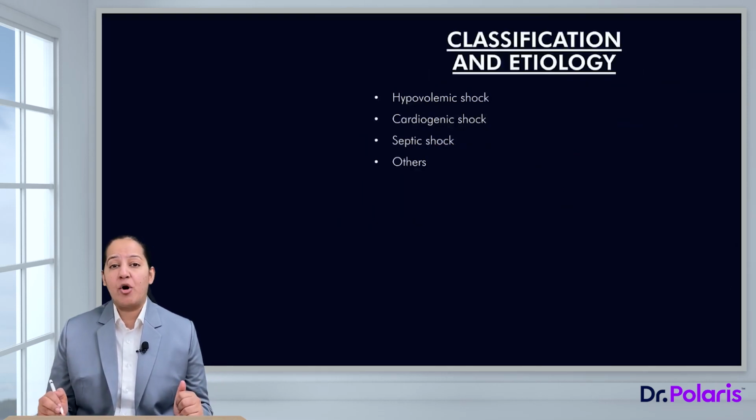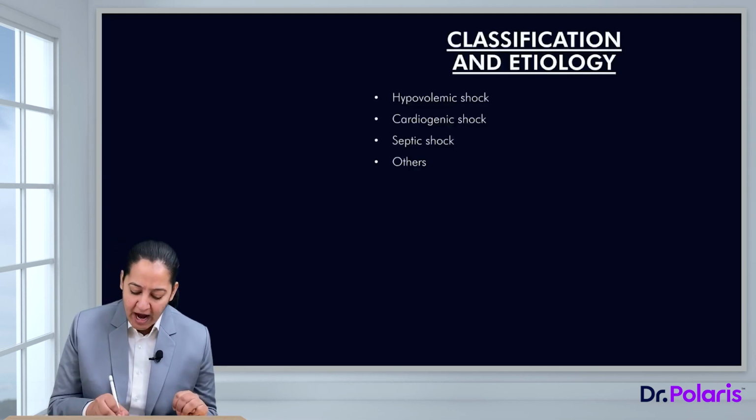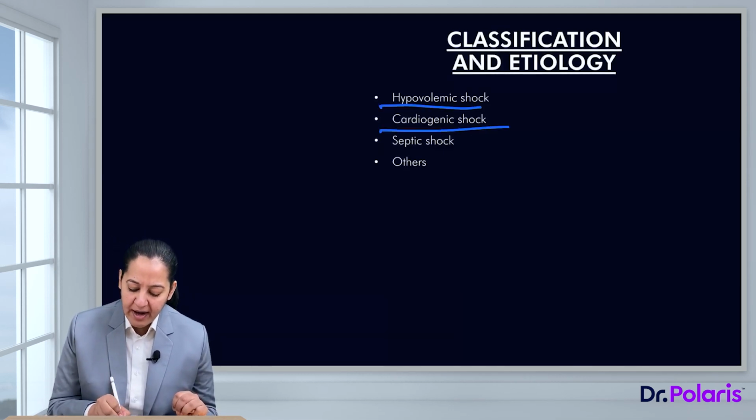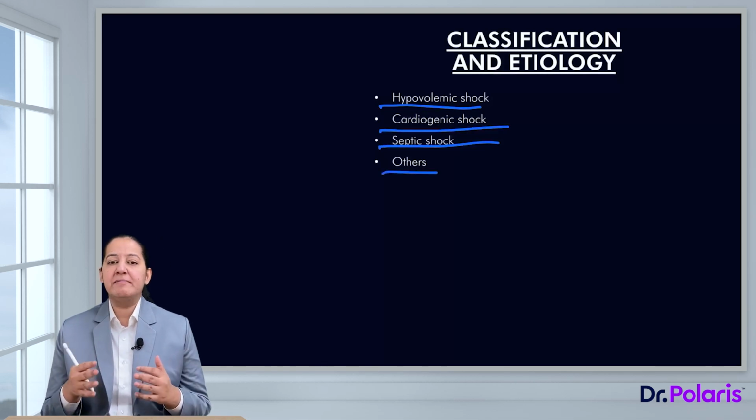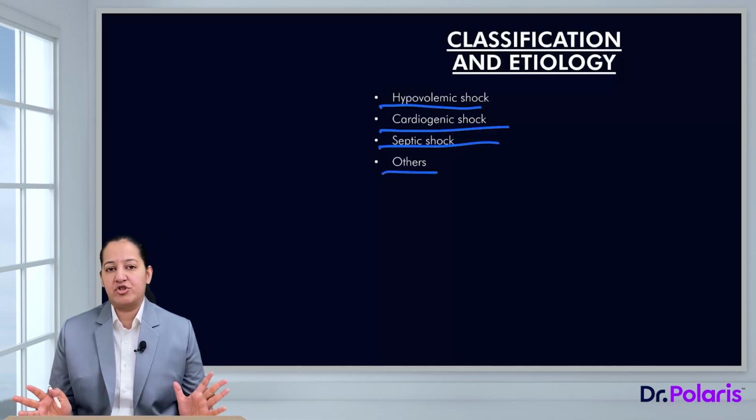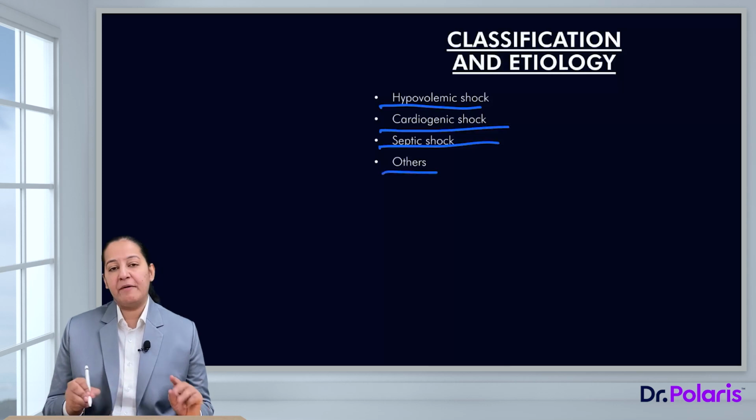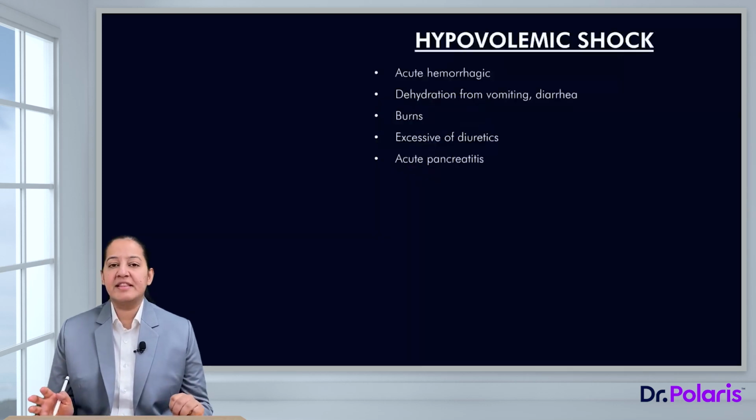How many types of shock are there? The important ones are of three types: hypovolemic shock, cardiogenic shock, and septic shock. Among the others, we will be discussing some minor types of shock, but the major types of shock are three. We will be discussing them one by one. Now let me tell you the causes of each of them.